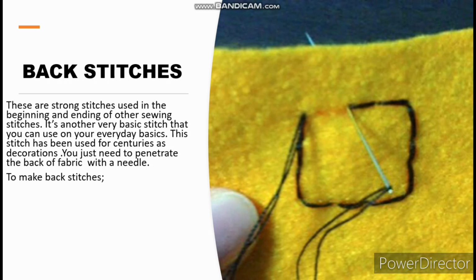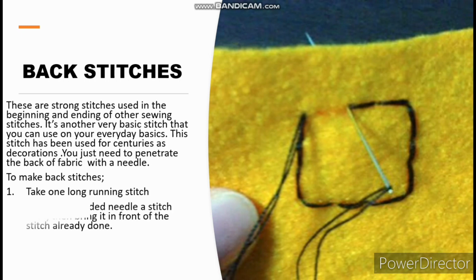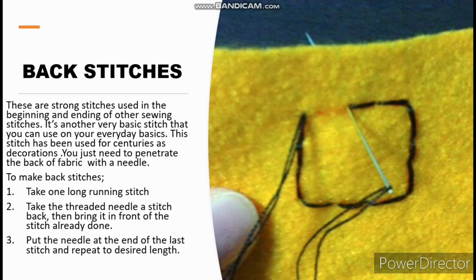Now, for you to make these back stitches, listen attentively. 1. Take one long running stitch. 2. Take the threaded needle a stitch back, then bring it in front of the stitch already done. 3. Put the needle at the end of the last stitch and repeat to desired length.